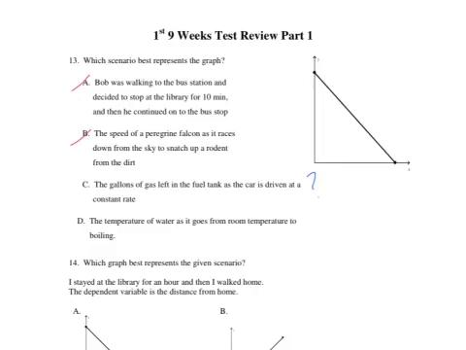And for D, the temperature of water as it goes from room temperature to boiling. So again, we're going to have time here. So as time increases, we're saying that the water is going from room temperature to boiling. So that means that the temperature of the water would be increasing. So over time, we should see the temperature increasing. So this graph would be backwards. So D is also out. So the best option would have been C.